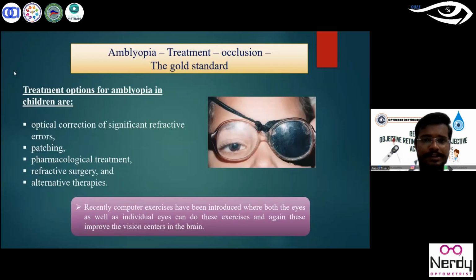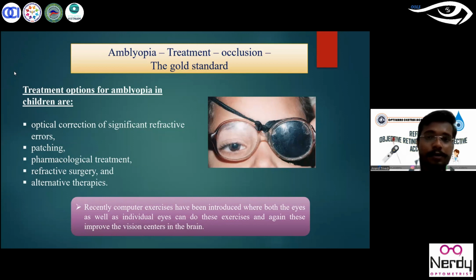Okay. So what are the treatments of amblyopia? The gold standard treatment is occlusion. The treatment options for amblyopia in children are optical correction of significant refractive errors, patching, pharmacological treatment, refractive surgery, and alternative therapies. Recently, computer exercises have been introduced where both eyes as well as individual eyes can do the exercise, and again, this improves the vision centers of the brain.